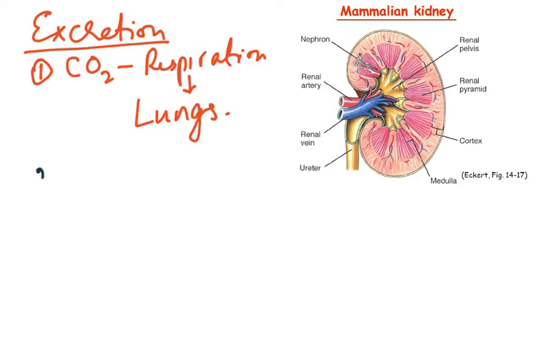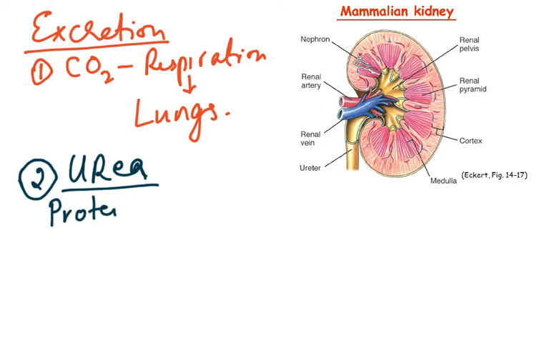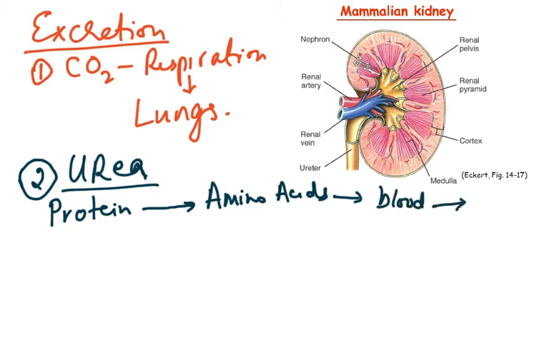The second very important toxic metabolic waste is urea. Now we have to understand first why and how is urea produced. Now, when you eat a diet which is rich in proteins, like you have meat or fish or eggs, the protein is digested to amino acids. Amino acids enter your blood and they are carried to your body cells. And the body uses them.